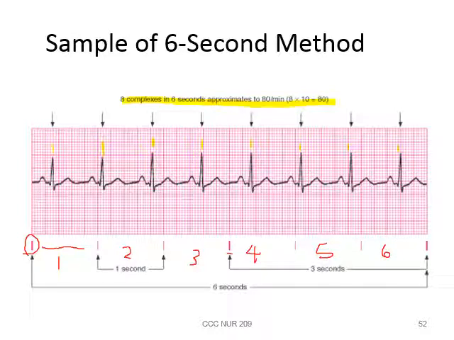Now we're going to do the same thing for the atrial rate. So we've got 1, 2, 3, 4, 5, 6, 7, 8. So we have 8 P waves. So our atrial rate is 60.